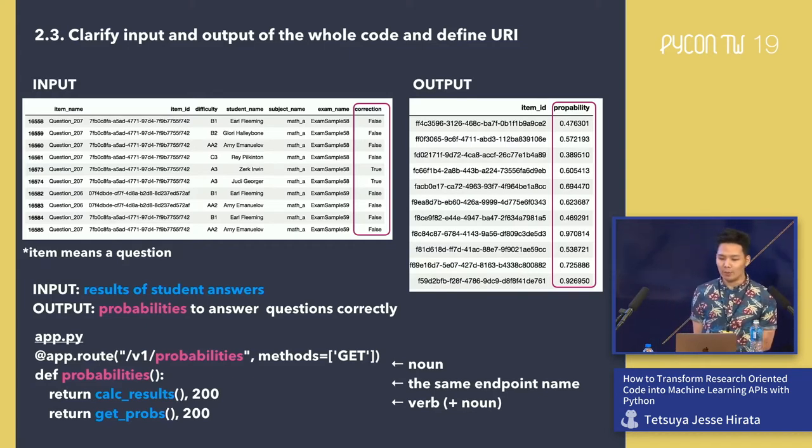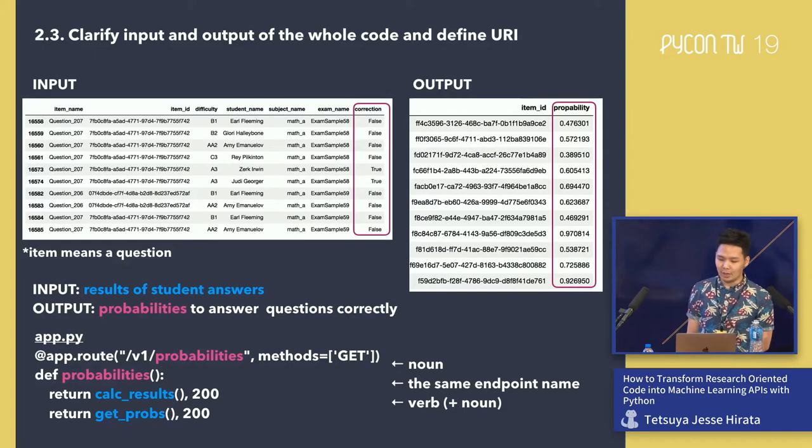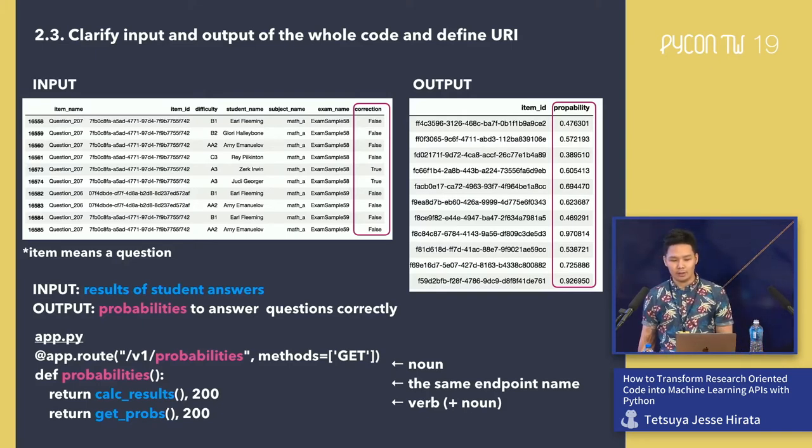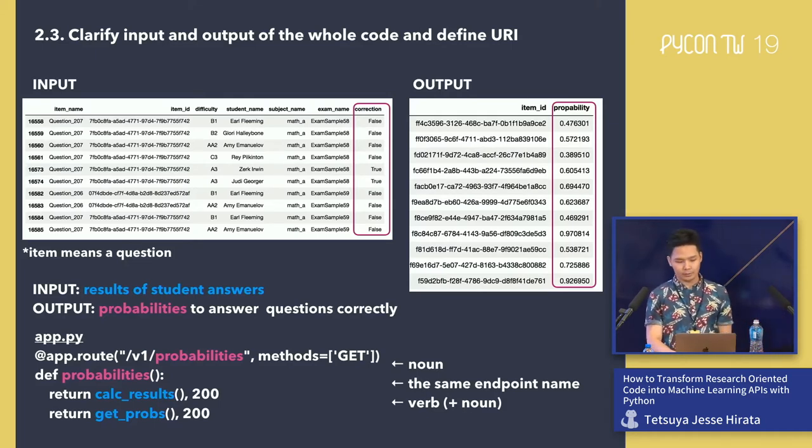There is a table of input data on the left side of this slide, which is used for two-parameter logistic regression. And on the right side, there is a table of output data calculated by the model. The input data is about whether students answer each question correctly or not. Item means a question. It includes the item name, which is the name of the question, item ID, how difficult each question is, subject names, exam name, and correction, which is the binary data. On the other hand, the output data is about the probabilities of answering questions correctly.